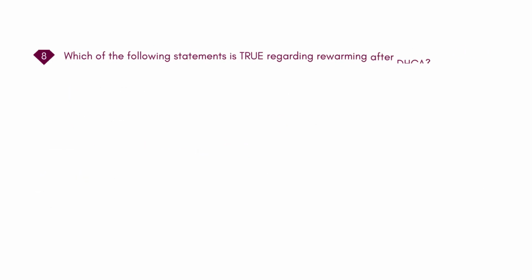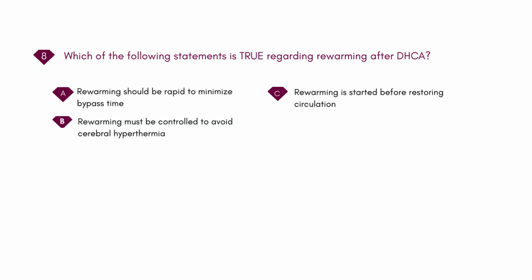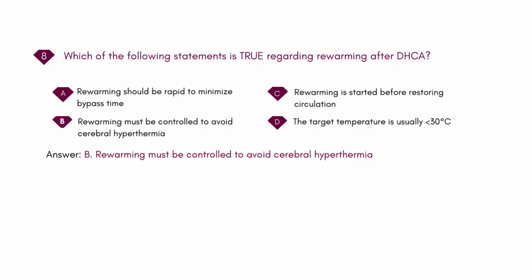Which of the following statements is true regarding rewarming after DHCA? A. Rewarming should be rapid to minimize bypass time. B. Rewarming must be controlled to avoid cerebral hyperthermia. C. Rewarming is started before restoring circulation. D. The target temperature is usually less than 30 degrees Celsius. Answer: B. Rewarming must be controlled to avoid cerebral hyperthermia.